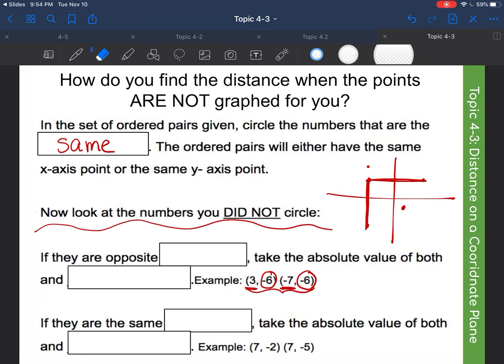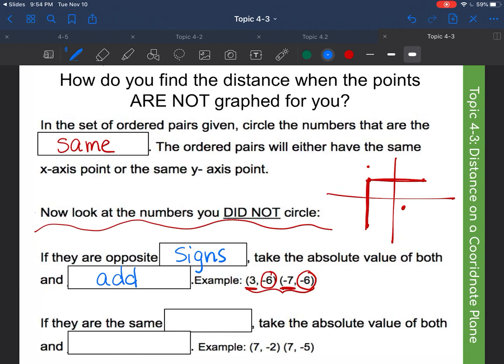This step tells you if they are opposite signs. Basically what that means, a minus or a negative and a positive, they're opposite signs, you're going to take the absolute value of both and subtract. Oh, no, not subtract. I'm sorry. Add.